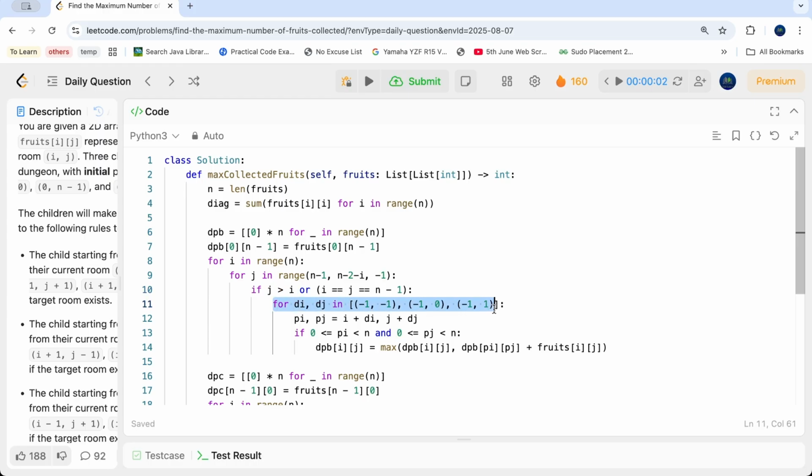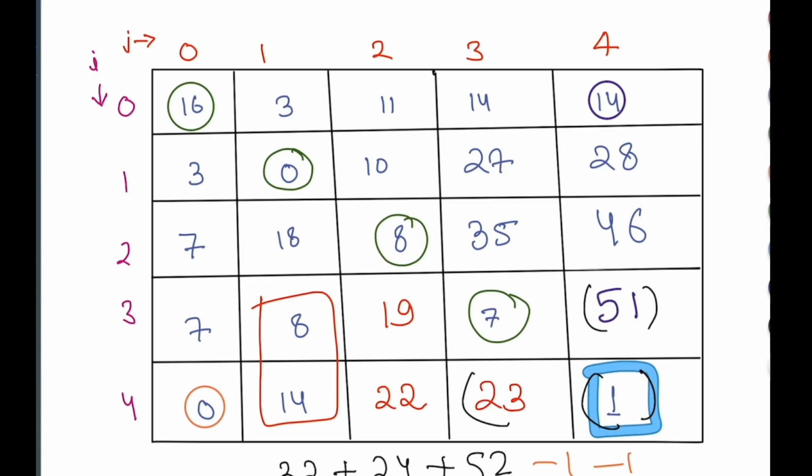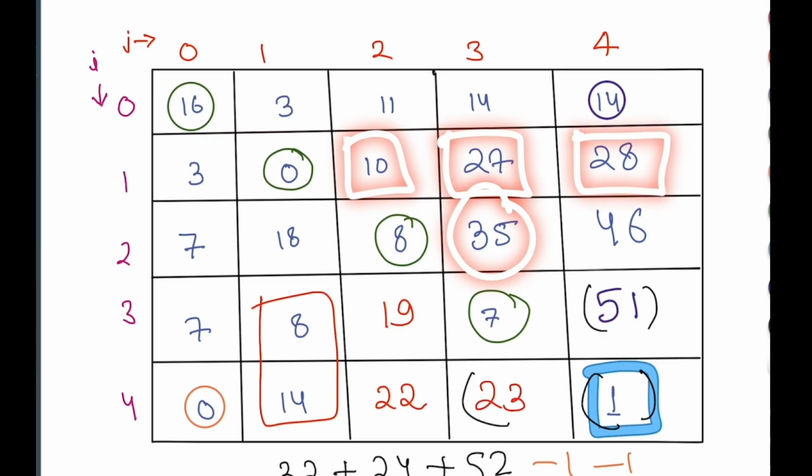Then we are going to process the previous index from where you can reach the current i, j index. The previous index will be i plus di, j plus dj. This di and dj can have 3 different values: minus 1, minus 1; minus 1, 0; and minus 1, 1. Basically it means that if you want to reach this particular block, it can come from here or from this particular block. This is minus 1, minus 1, this is minus 1, 0, this is minus 1, 1.